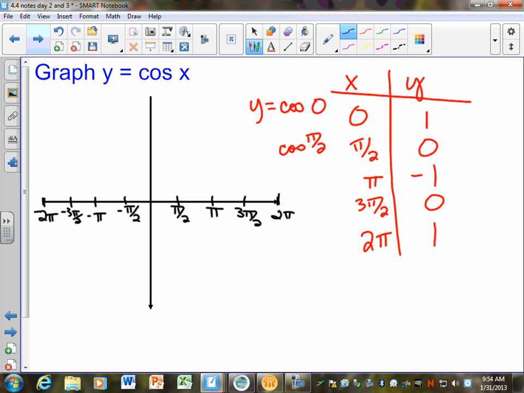Do you agree my y-axis still only needs to go from 1 to -1? This cosine never gets bigger than 1, smaller than -1. Let's see if we just graph these 5 points, if we feel confident enough in sketching that graph.